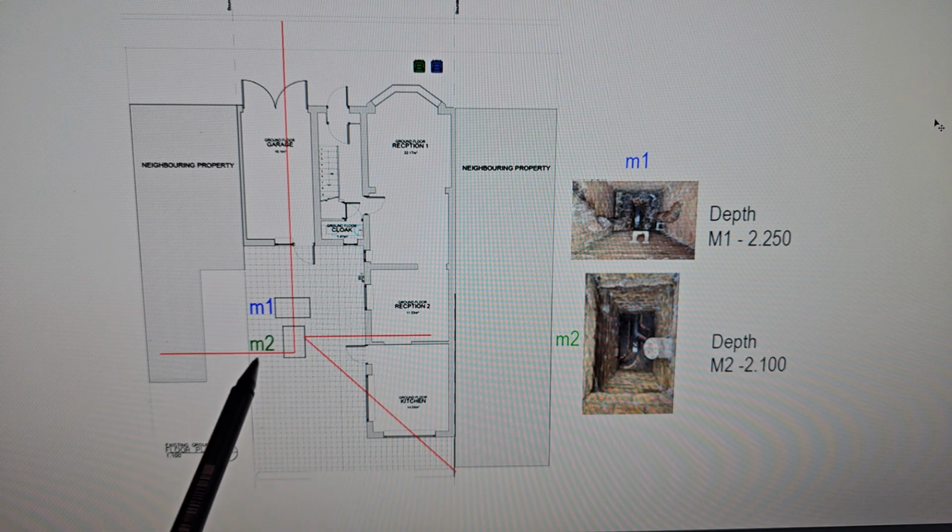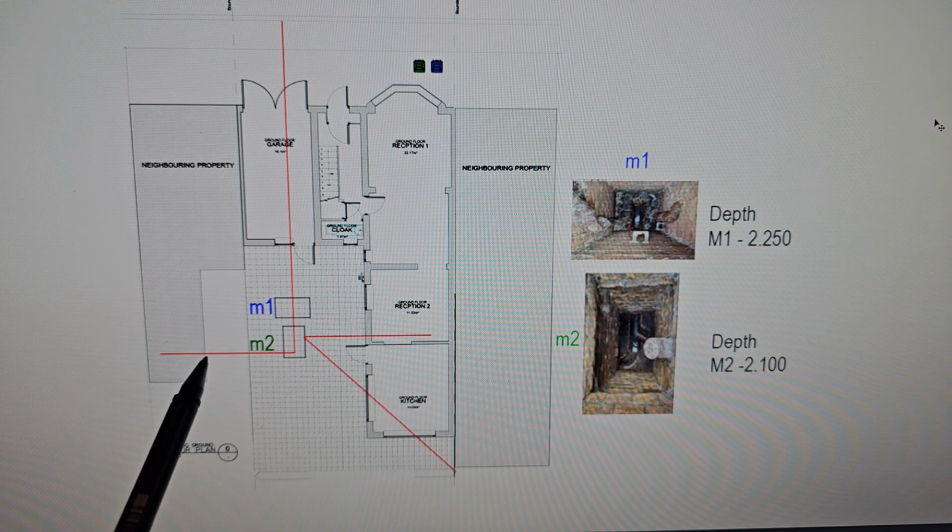So what we wanted was to be in a position to either move one or both manholes outside that property, just to comply with building regulations and to comply with Thames Water's build over agreement that we got signed off. So just to give you a bit of context there.